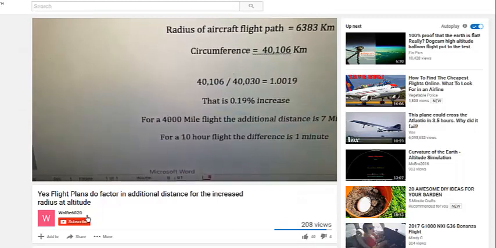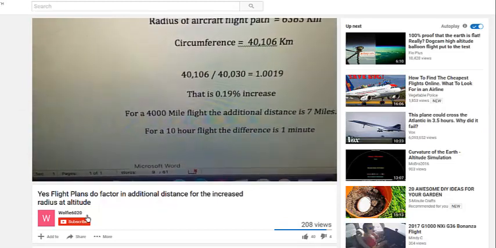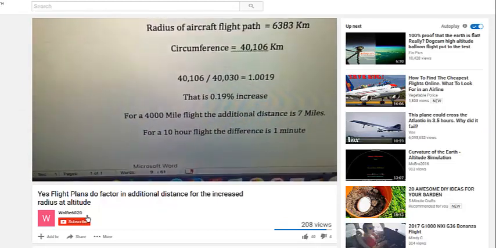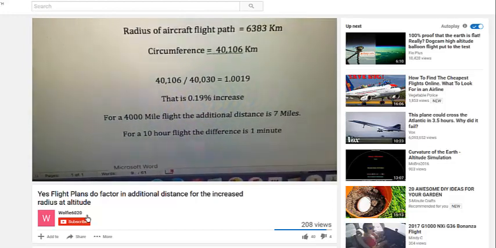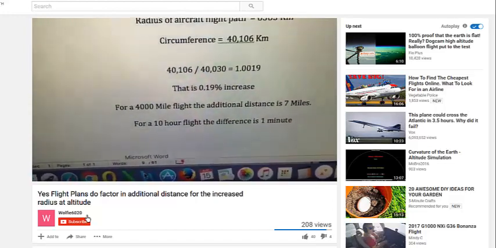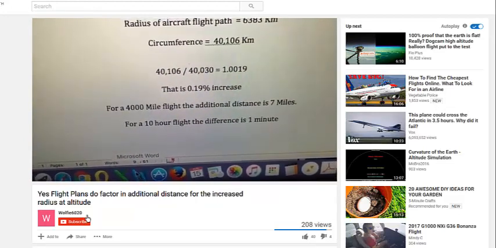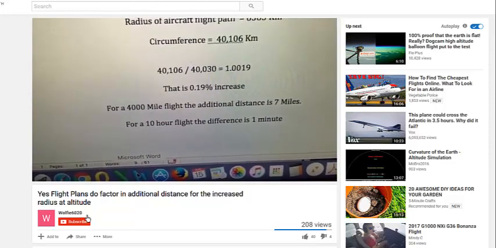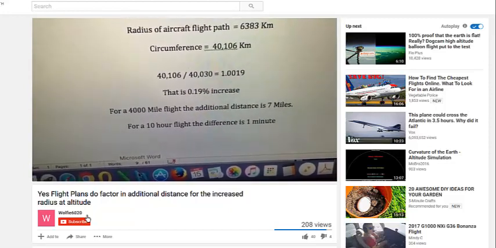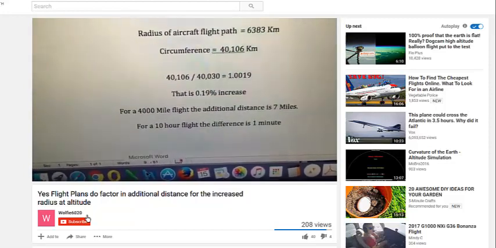So what's the difference as a percentage? We need to divide 40,106 by 40,030, and it gives us that number of 1.0019. That means the distance increase at 40,000 feet compared to the surface of the Earth increases by 0.19%. So what does that actually mean?